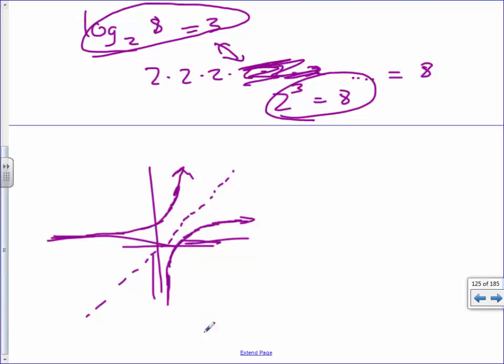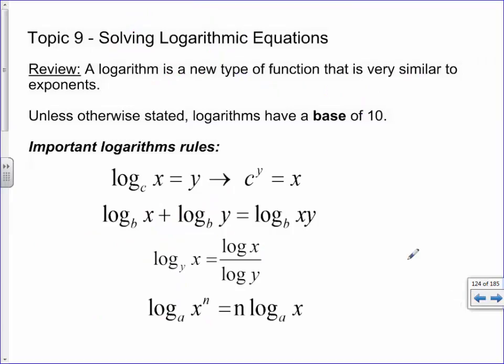So, back to my slide then. Long story to get here. Logarithm, a new type of function, similar to exponents. We're cool with that? Okay, so new stuff here.